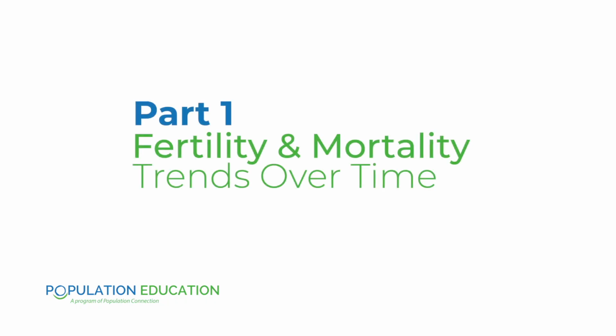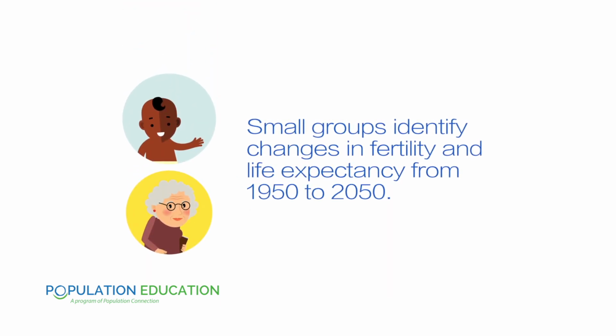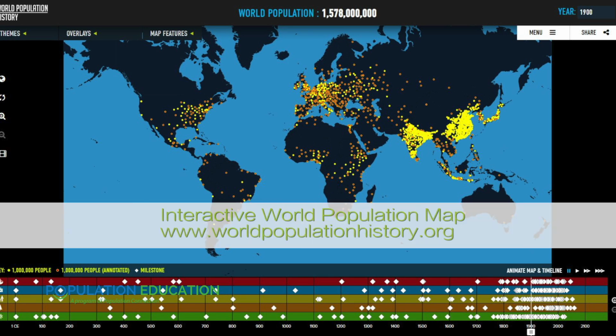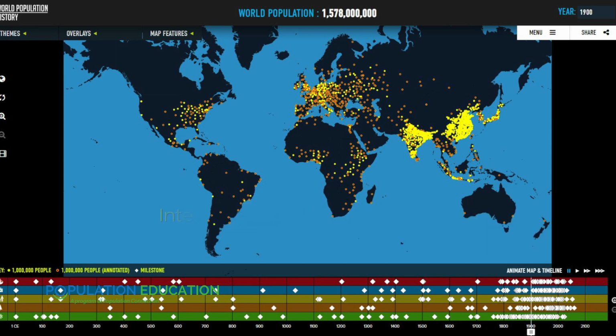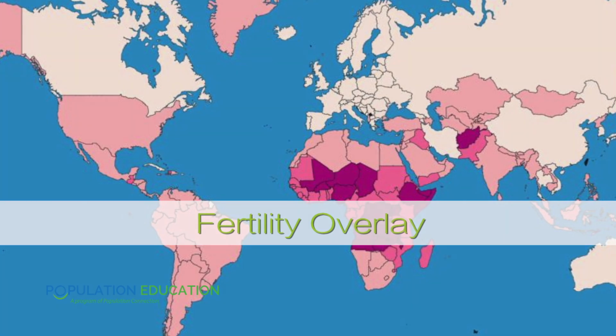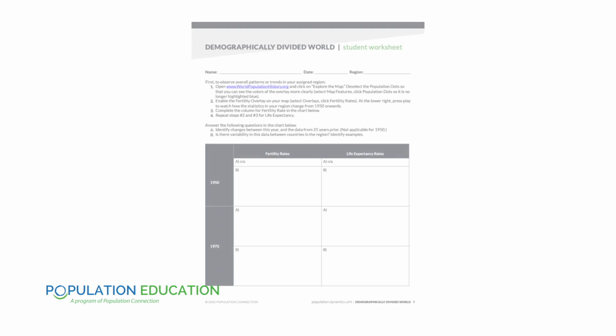In part one, students work in small groups to look at changes within the fertility rate and life expectancy from 1950 to the present, and projected changes in the future. Students use the interactive map at worldpopulationhistory.org for their exploration. First, students look at the fertility overlay on the map to observe how fertility rates at the country level have changed over time. Then they'll look at the life expectancy overlay and see how life expectancy too has changed over time. Students are in small groups that focus on these statistics within one world region and use an accompanying student worksheet to guide their exploration.